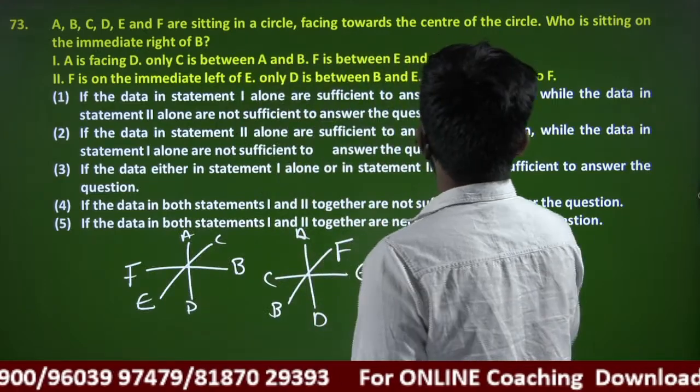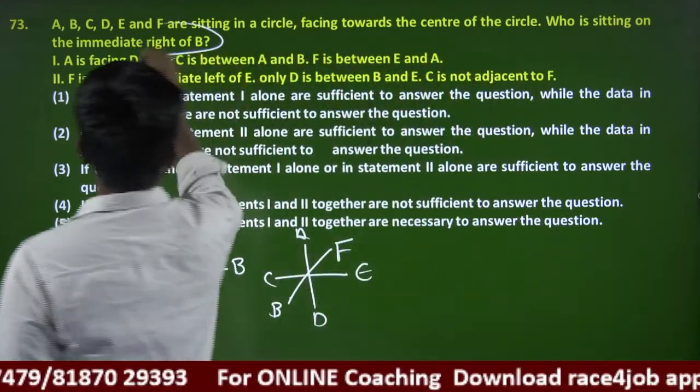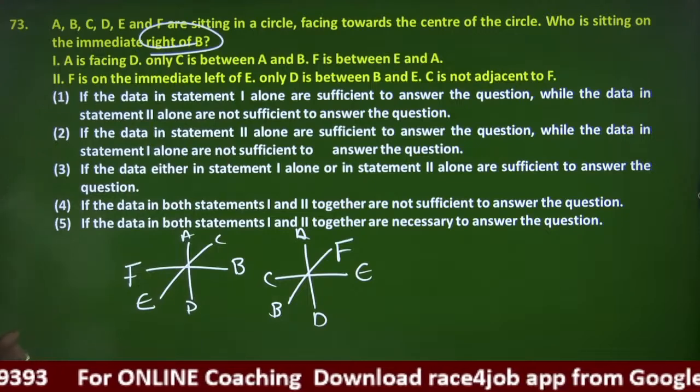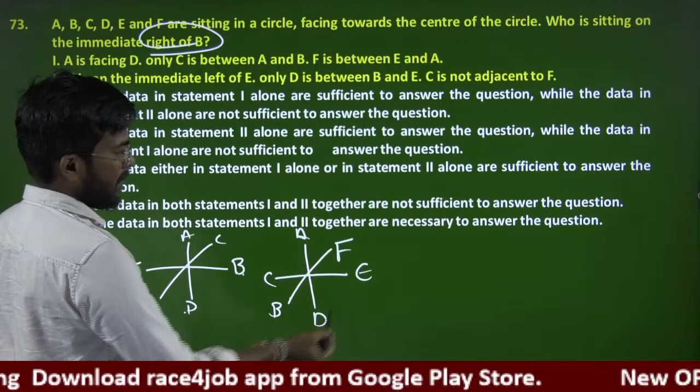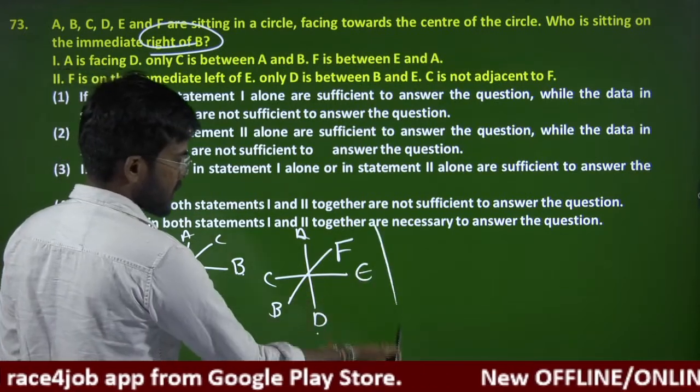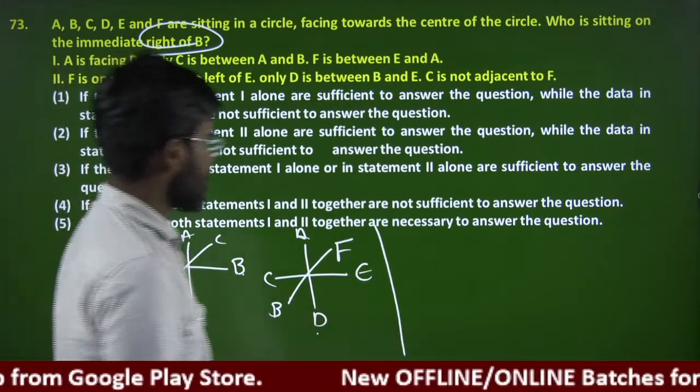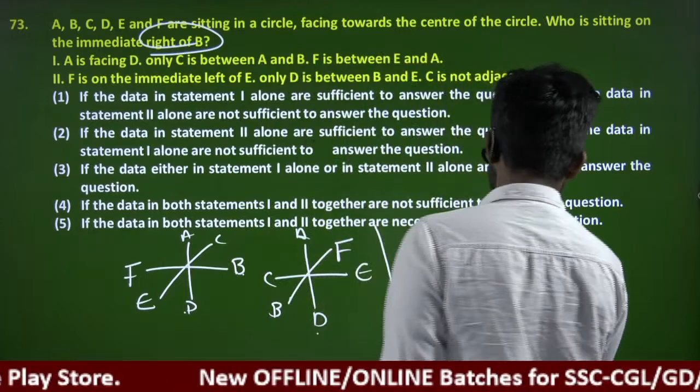Okay, what they have asked is, who is sitting immediate right of B? By observing statement 1, we can say D's immediate right is B. Here D's immediate right is E. By observing statement 1, we can't say, it is a 50-50 chance.